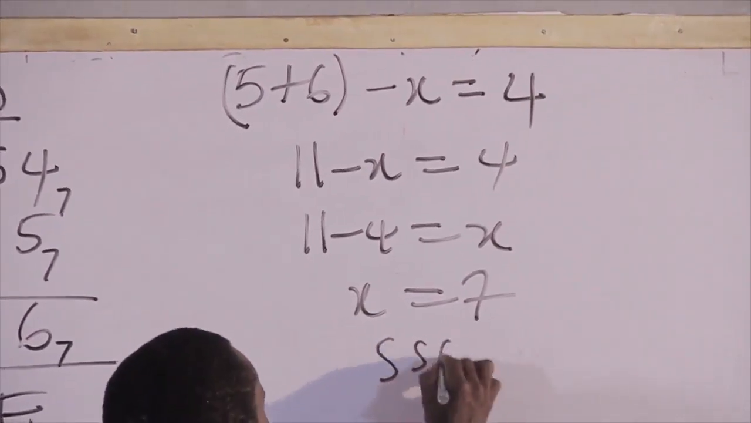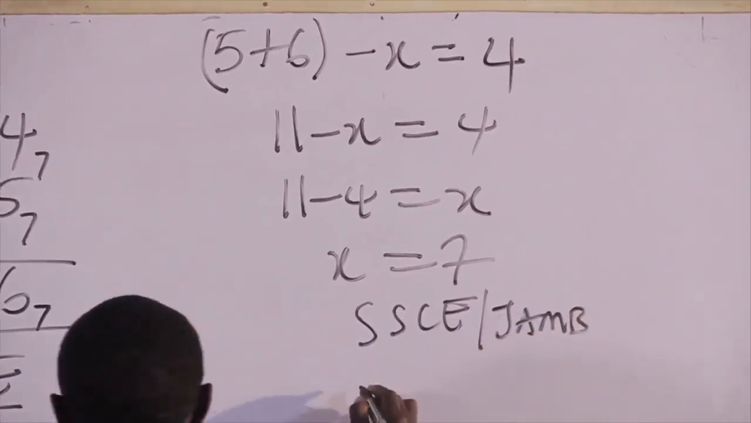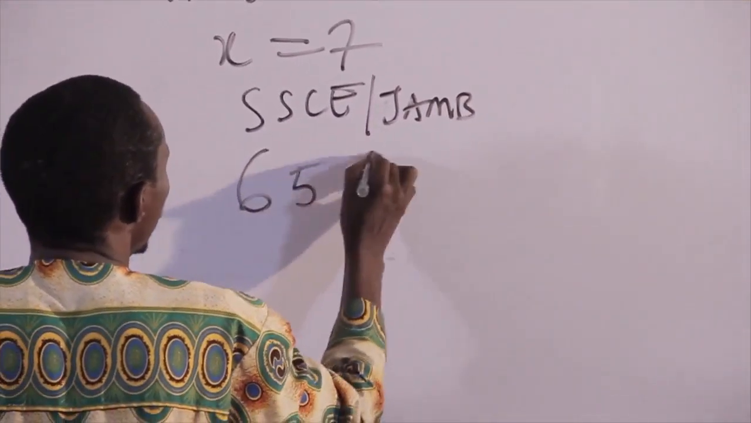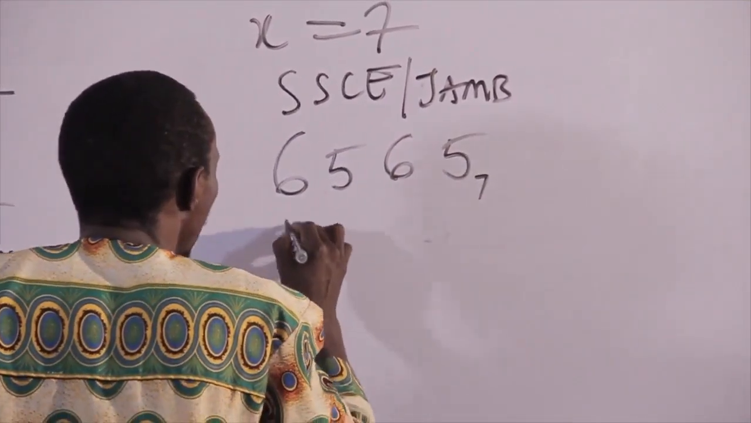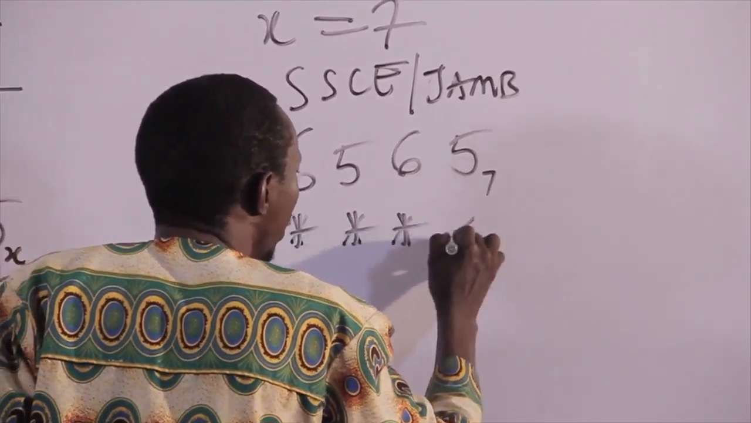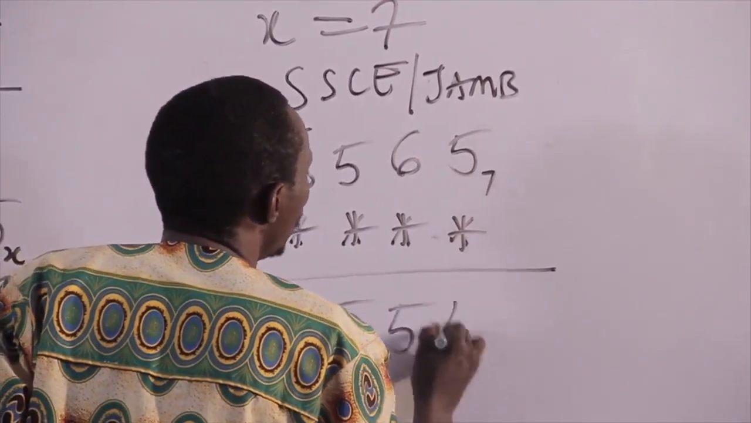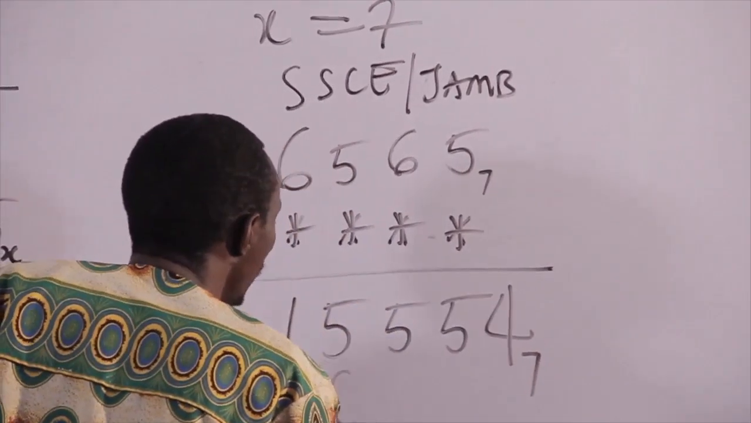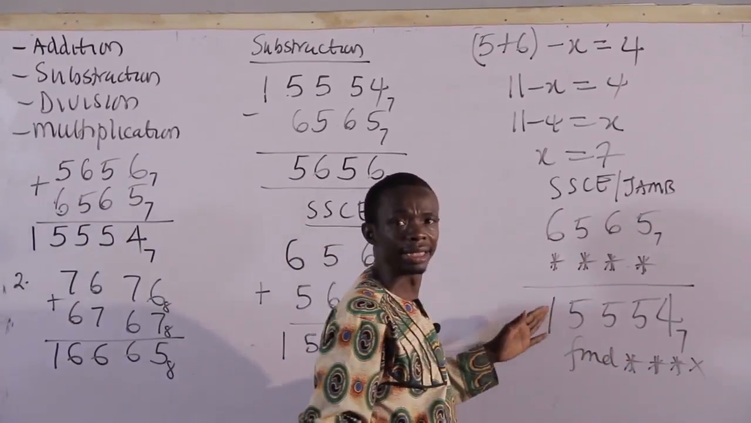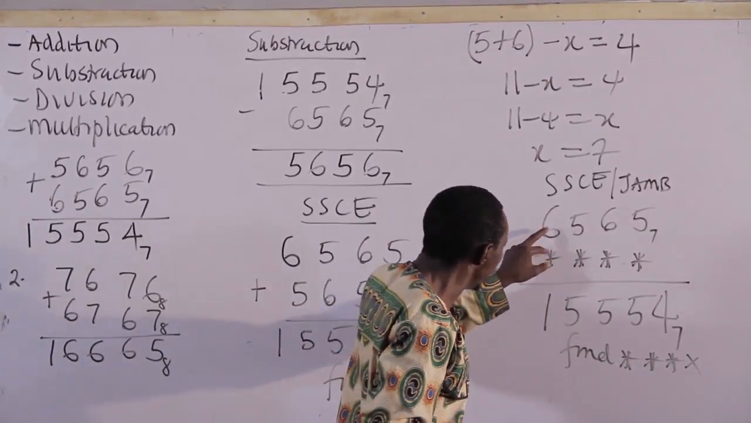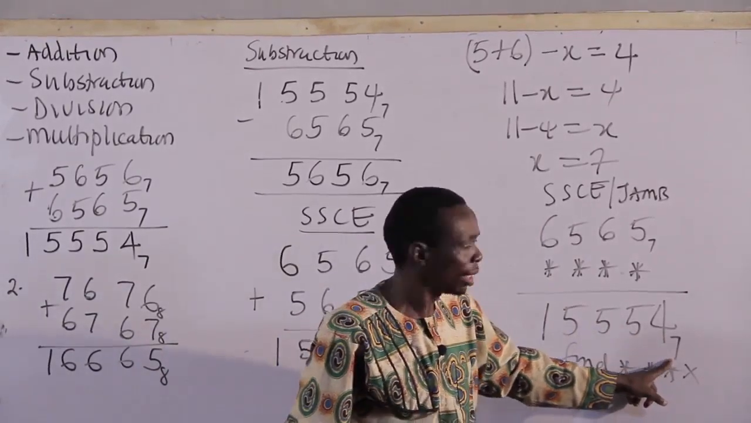you can see the question written in this way in SSC or JAMB. The question can also be written as 6 5 base 7 added to a particular number, which they put as an asterisk, and they say the result is 1 5 5 5 4 base 7. They say find the number which is the asterisk. It is simple mathematics. I am adding these two numbers in base 7 to get 15554 base 7.